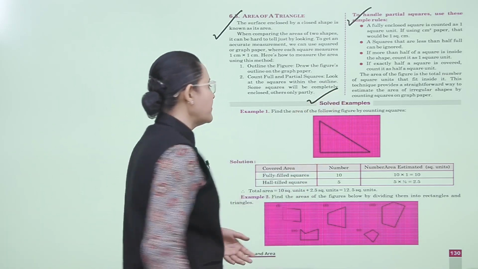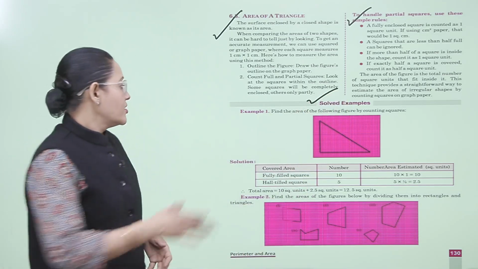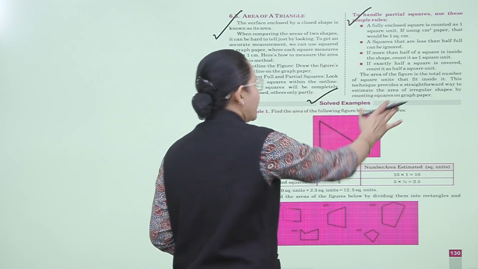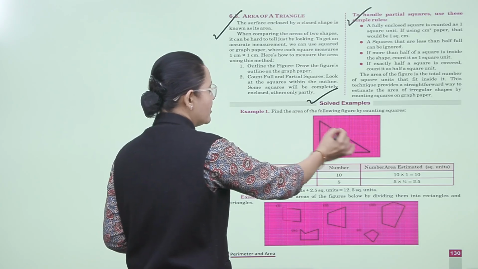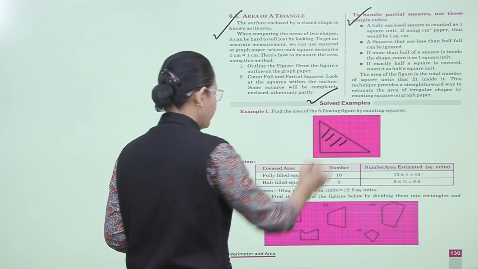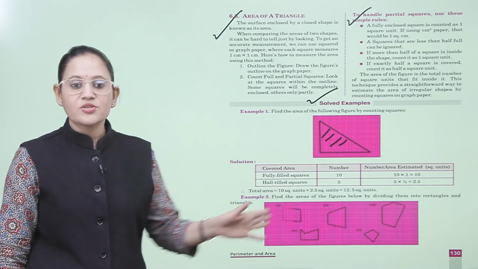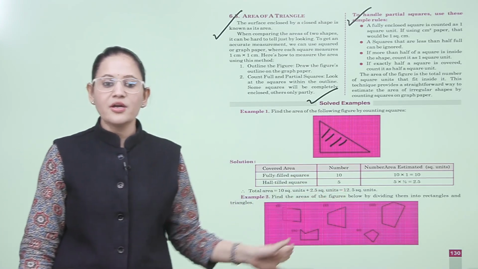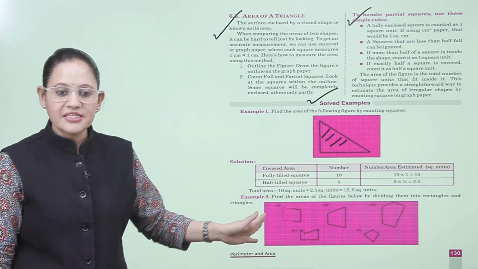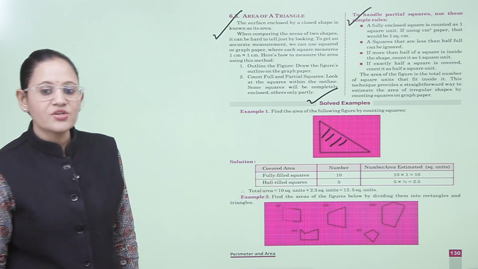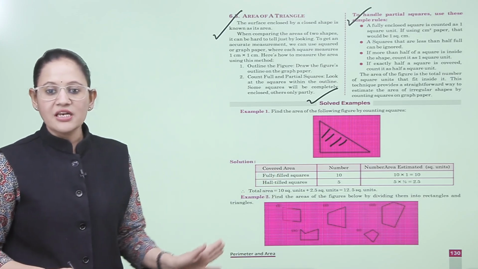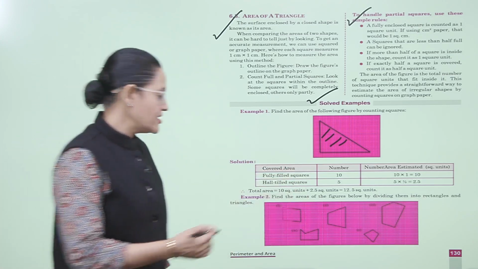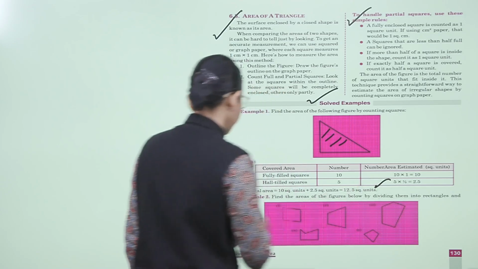Next, we will take some examples. Find the area of the following figure by counting squares. So we have to find the area of this figure. Clear? First we count the number of squares that are fully filled, that is 10, and half filled, that is 5. So 10 plus 1/2 into 5, so 10 plus 2.5, that is 12.5 square units.